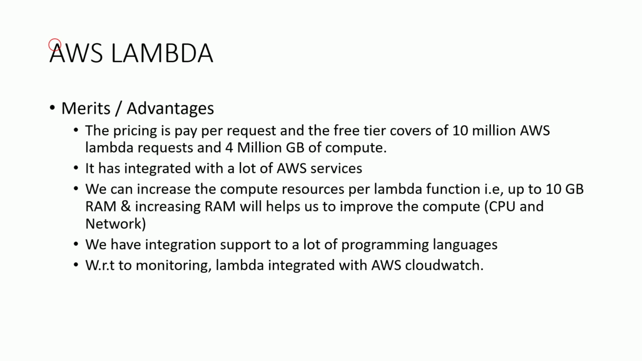Here we can see the free tier covers up to 10 million AWS Lambda requests and 4 million GB of compute. So we can use this free tier limit for one Lambda function. If your Lambda function reaches this limit, we can terminate it and again spin up another Lambda function. Likewise, we can keep our Lambda functions within the same pricing limit, the free tier limit.